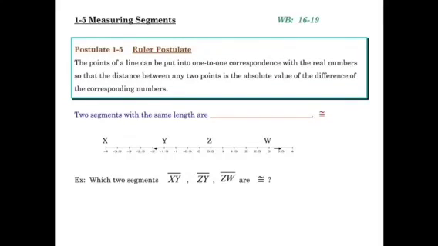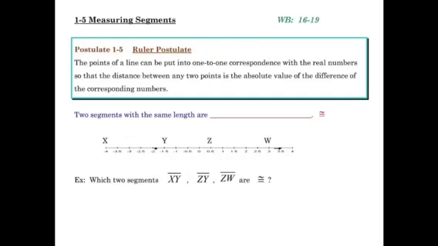Okay, so we're going to talk about segments and we're going to talk about angles, and those are sections 1.5 and 1.6 in our book. Our discussion starts with a postulate, which is called the ruler postulate. Again, a postulate is something that's an accepted fact. We can't prove it, but it gives us a starting point to deal with things.